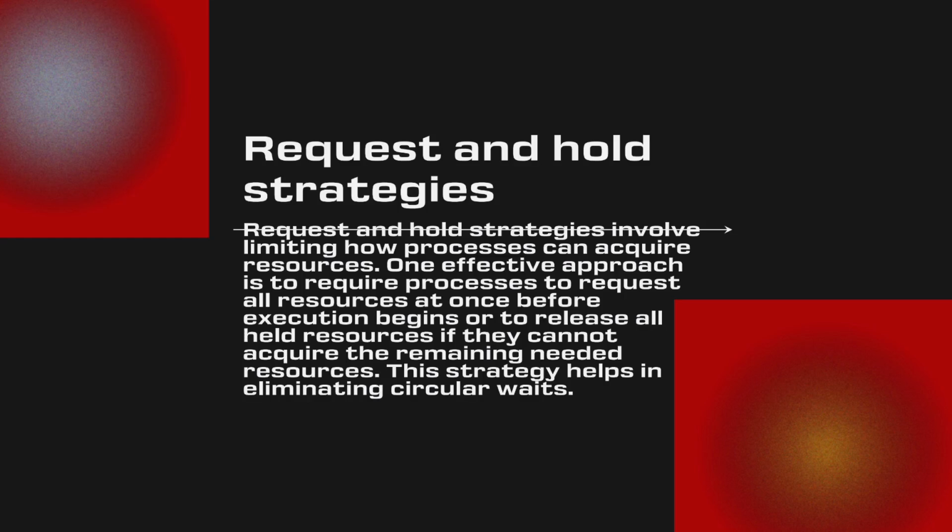Next, request and hold strategies. Request and hold strategies involve limiting how processes can acquire resources. One effective approach is to require processes to request all resources at once before execution begins, or to release all held resources if they cannot acquire the remaining needed resources. This strategy helps in eliminating the circular wait.